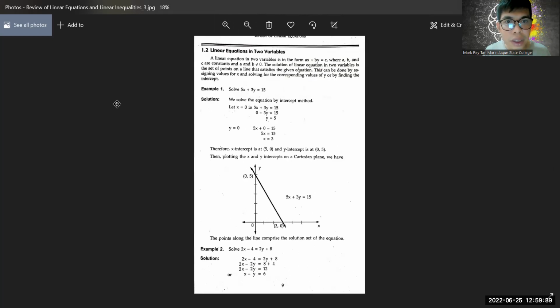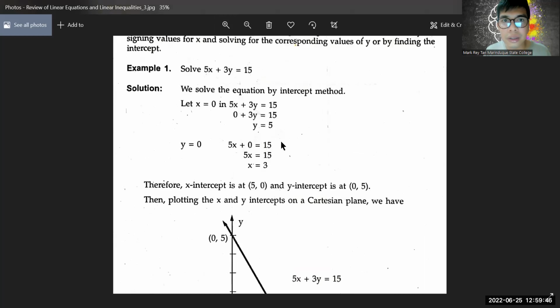Hindi ko alam kung nakikita nyo to. I'm not sure. Zoom kasi yung gamit ko. Ayan. Zoom ko ulit. Ayan.